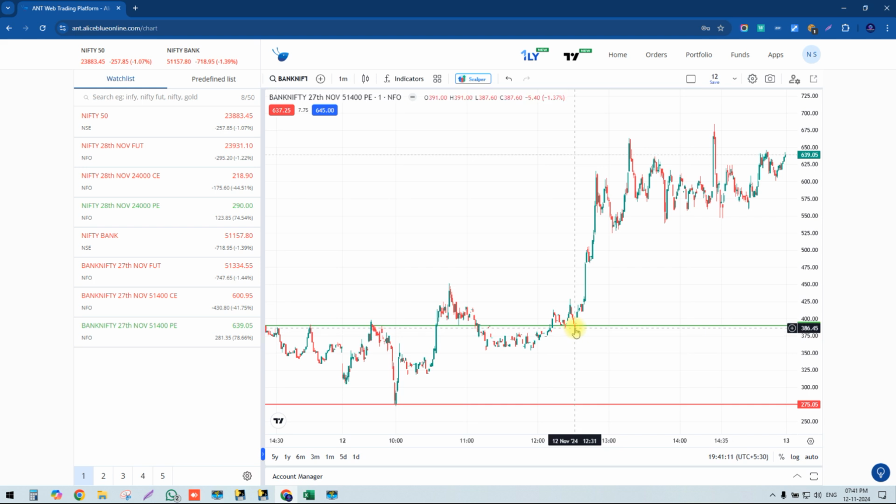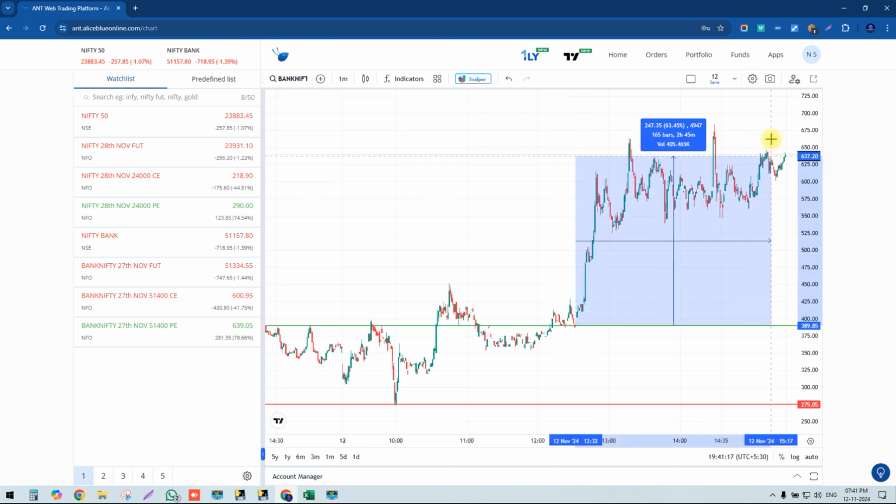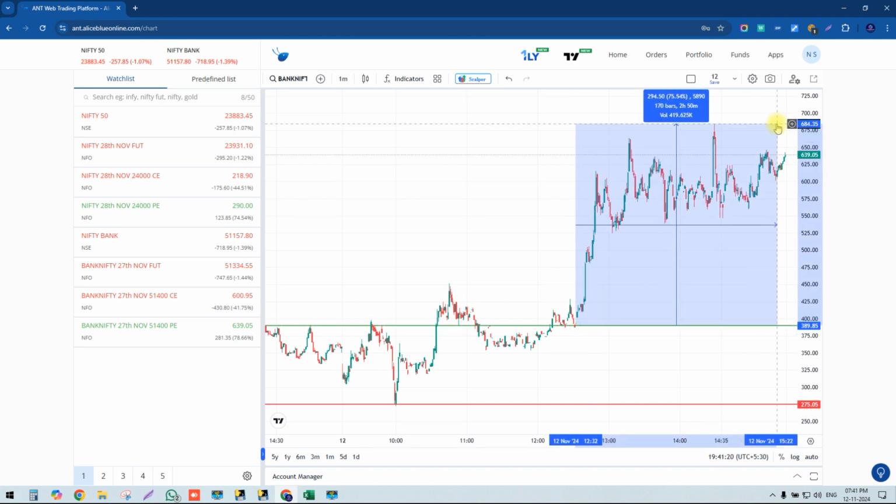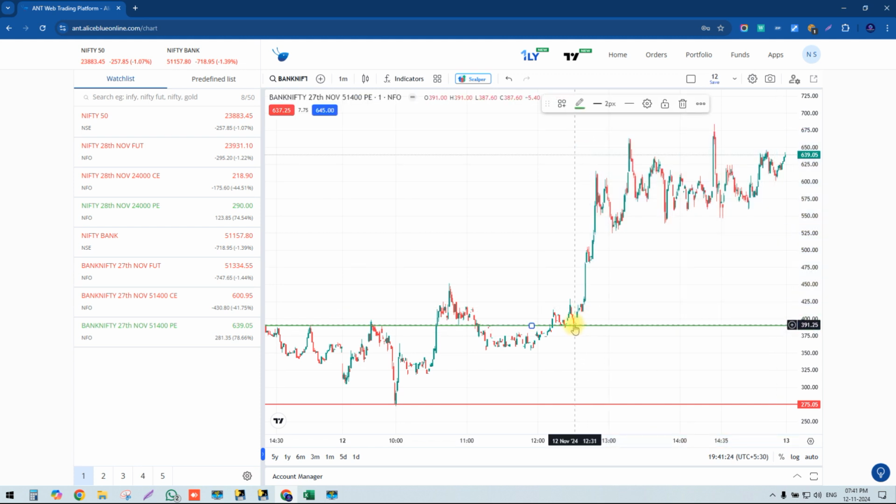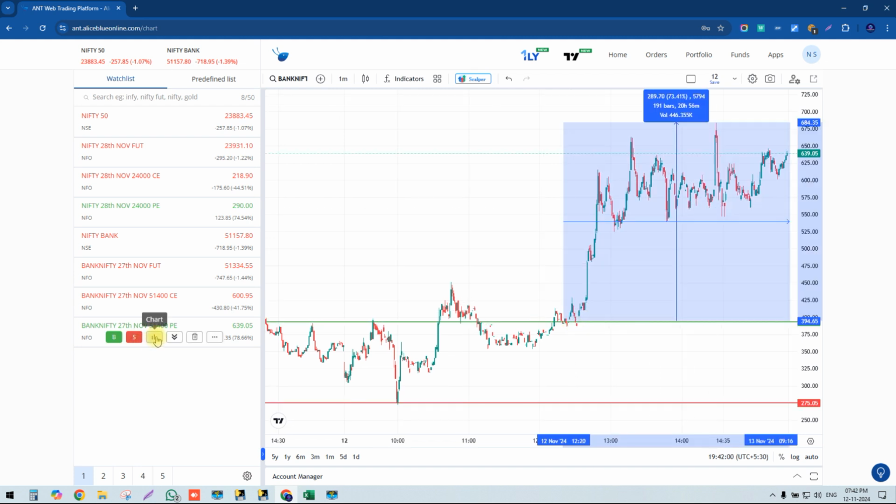Okay guys, here in Bank Nifty put option, buy was generated. Yes guys, you can see here in Bank Nifty put option, here buy was generated in our breakout strategy. Okay guys, I'm just showing you a Bank Nifty put option and strike price is 51,400. This is a breakout strategy where a buy was generated in our Bank Nifty put option. Yes guys, you can see here market went up in Bank Nifty put option.